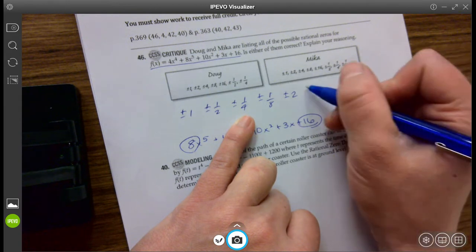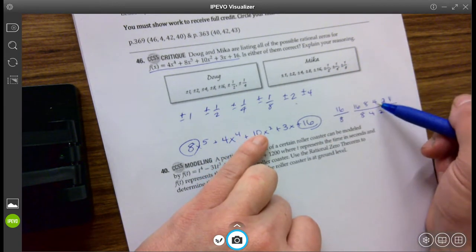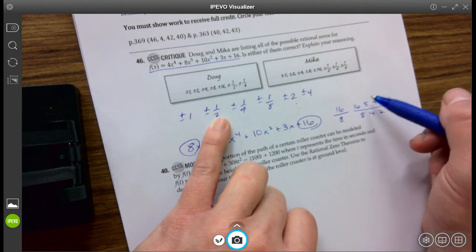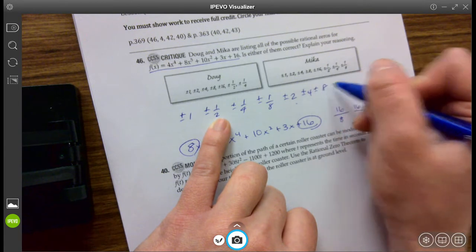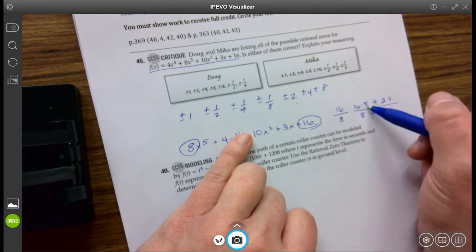4 over 1, which is 4. 4 over 2, which is 2. 4 over 4, which is 1. 4 over 8, which is a half. 8 over 1, which is 8. 8 over 2, which is 4. We have it. 8 over 4, which is 2. 8 over 8, which is 1.